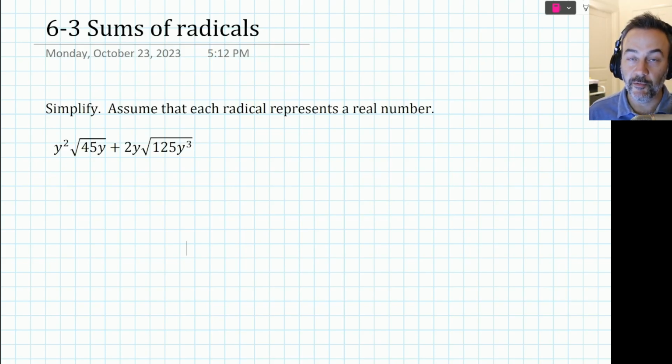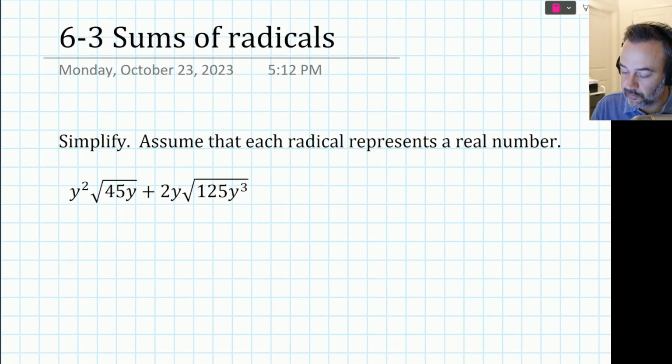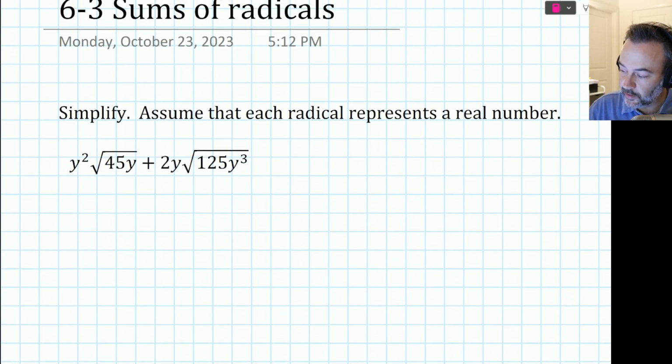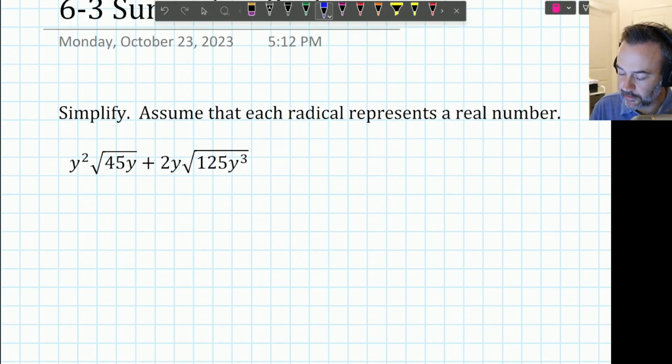Hey Algebra 2, I wanted to do a quick example from 6.3, or two examples, of summing radical expressions and to further emphasize this issue of the domain of the expression and whether we need to worry about absolute value or not. Okay, let's look at two quick examples here. Let's get some pens. First, the instruction you'll often see from the book or on a test is: simplify, assume that each radical represents a real number.